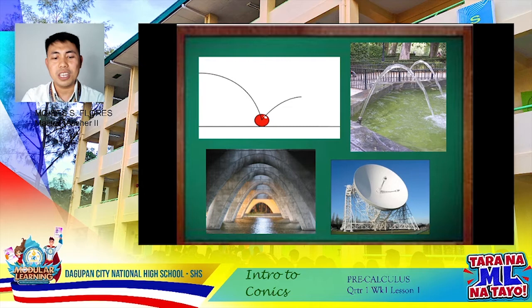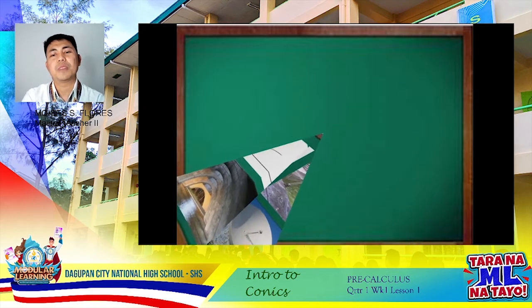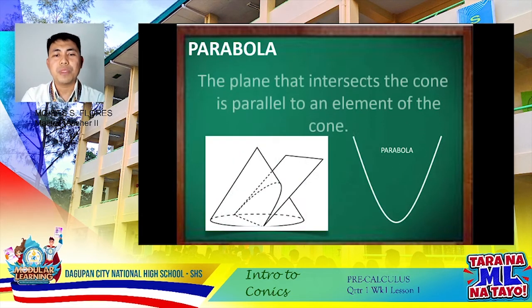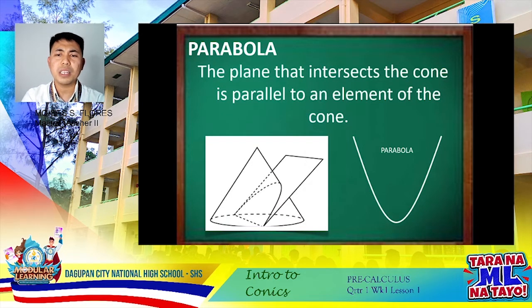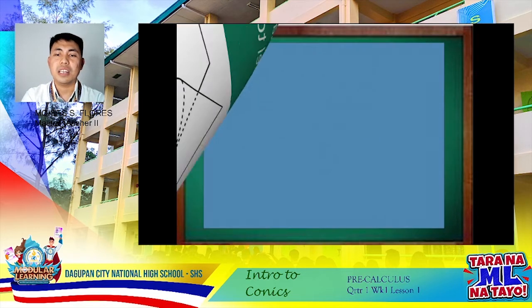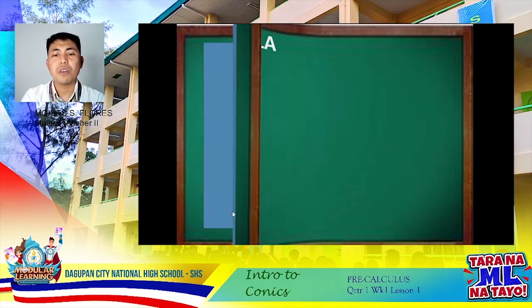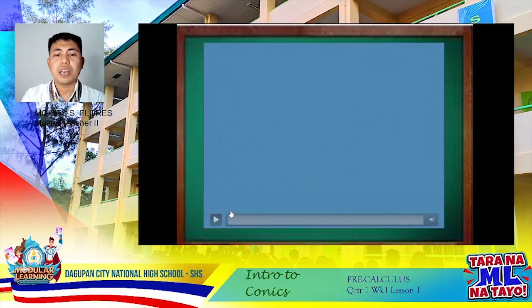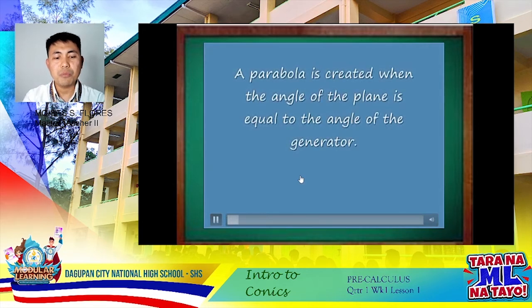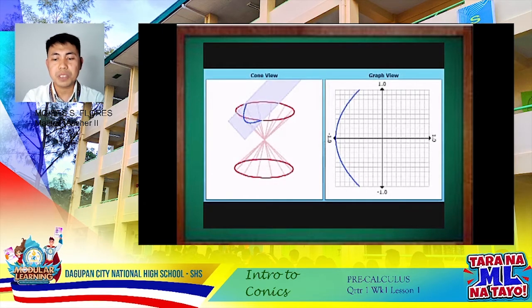Now, the question is, how do parabolas form? Parabolas form when the plane that intersects the cone is parallel to an element of the cone. Or simply, as the arrow diagram shows, when the plane intersects only one cone to form an unbounded curve. Let's watch again a clip on how to form a parabola. A parabola is created when the angle of the plane and the cone are equal. Observe the plane as it moves on the cone.